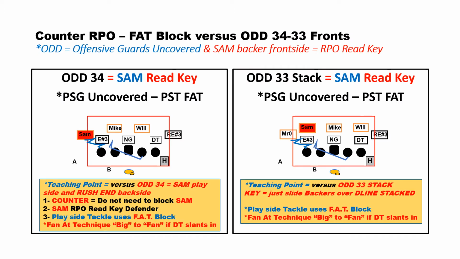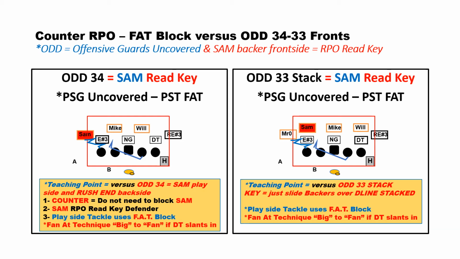All right, now we'll look at our counter gap RPO where we use a fat block technique versus these odd 34, 33 fronts. Again, the diagram on the left, we've got an odd front because the left guard is uncovered, and it's a 34 because the Mike and the Will now are right over those uncovered guards. What the play side tackle, the left tackle in this case, uses, fat technique, is he's going to go big on the man over him for 2 steps.